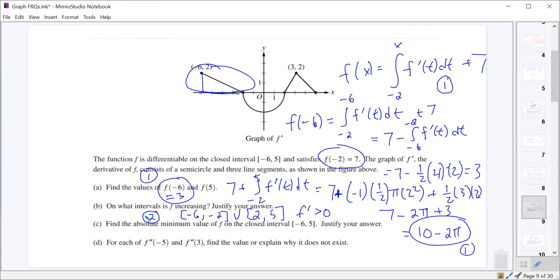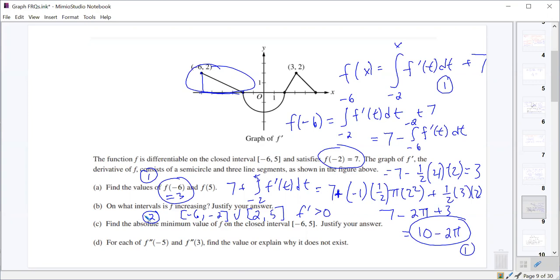Everybody good? Yeah, question? Yes, I would say -6 to -2 and 2 to 5 because f prime is greater than 0 on that interval, something to that effect. They wrote f prime greater than 0 on the intervals -6 to -2 and 2 to 5, therefore f is increasing on those intervals.